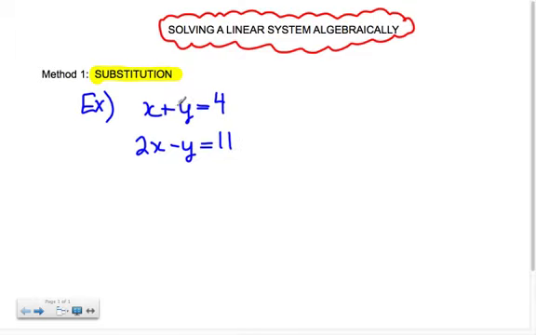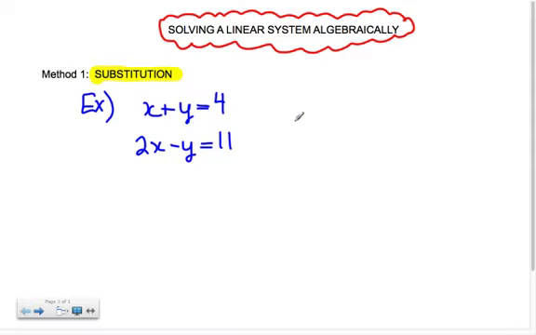Now, two things I want to talk about here. First of all, most of the lines that we see when we graph them are in the form y equals mx plus b. These ones aren't in that form. We could rearrange them if we wanted to, if we were graphing. But in this case, we're not graphing, so we aren't going to rearrange it.